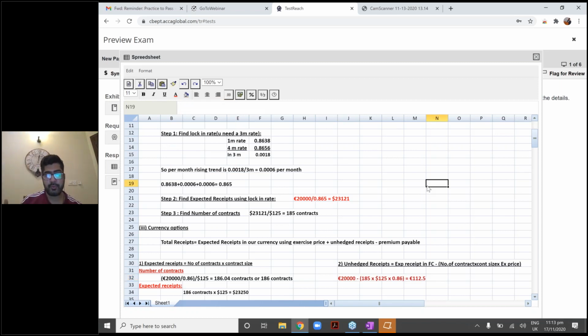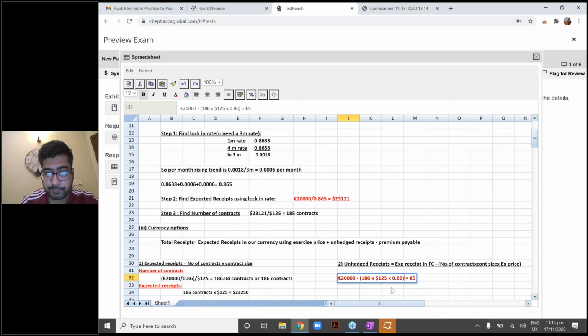Right? You were receiving 20,000 euros, but you weren't able to hedge those 20,000 euros because you only took 186 contracts. I'm sorry. It's 1,995.5 euros. Sorry. You weren't able to take full 186.04 contracts. You only took 186 contracts at 125 at 0.86. So 20,000 euros was the receipt, but you were only able to hedge 1,995 through this. So 5 euros remain unhedged.